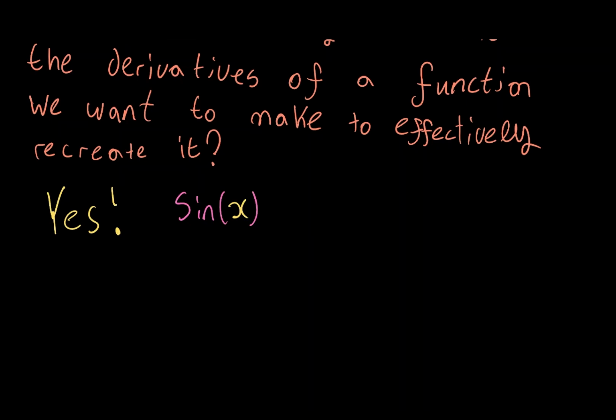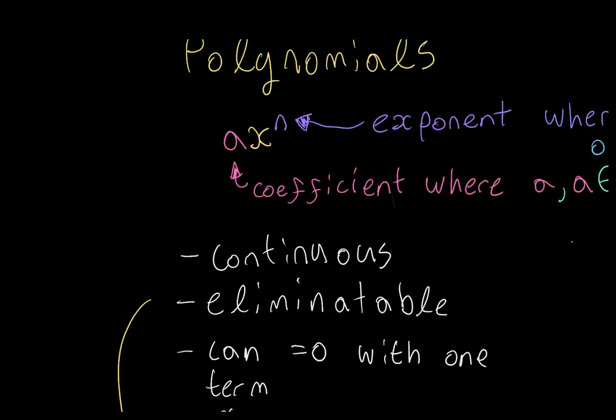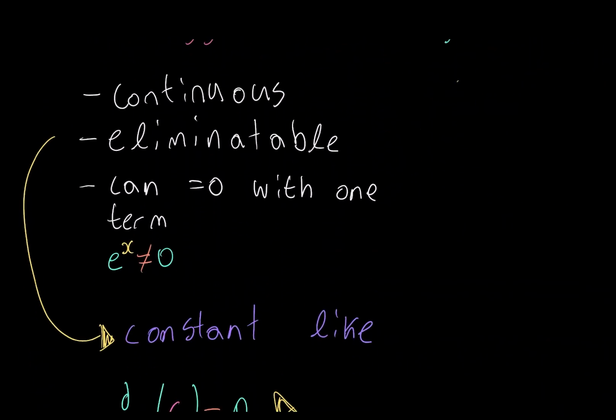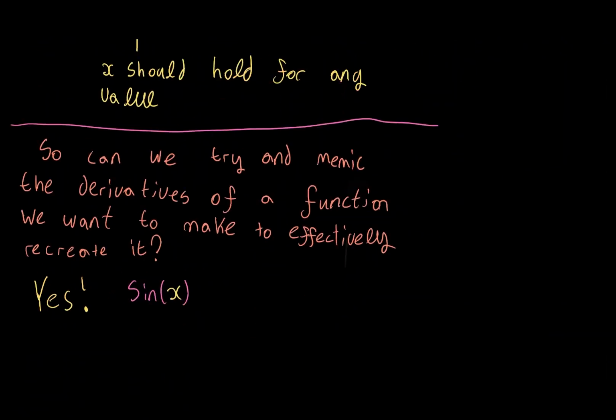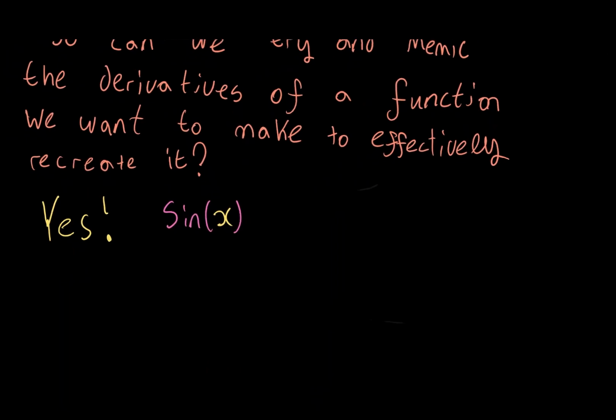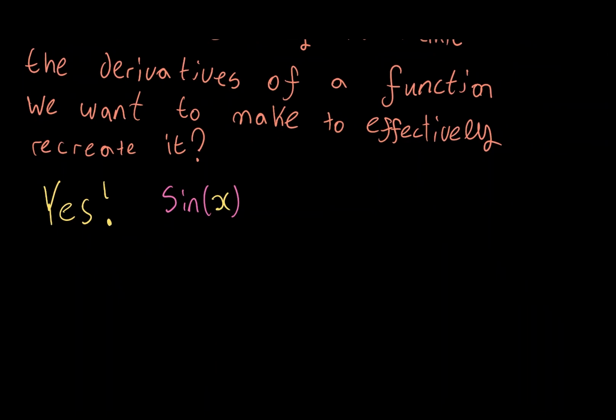And that's what a Taylor series can do, because you know all of its derivatives, so you actually know its identity. You know what makes sine of x. So all we need to do is mimic its derivatives to pretty much build it. The way we're going to do this is using polynomials, because of their characteristics: continuous, differentiable, and can equal 0 with one term. So that's why we use polynomials, pardon me, not sine x.